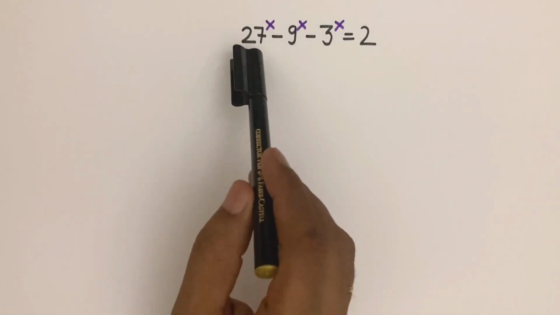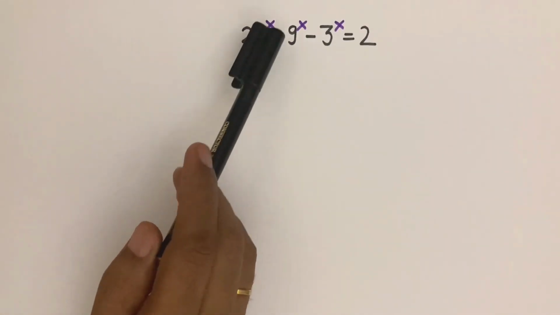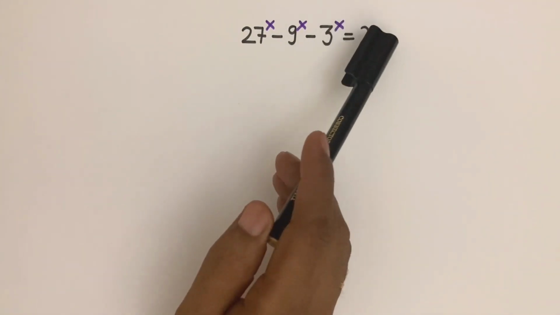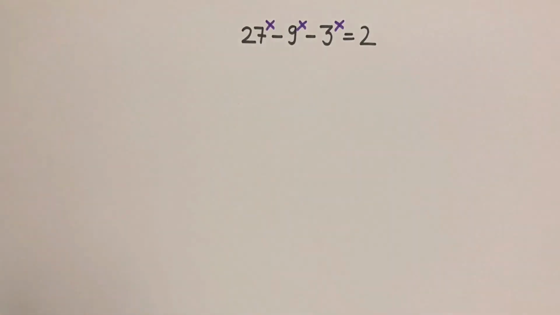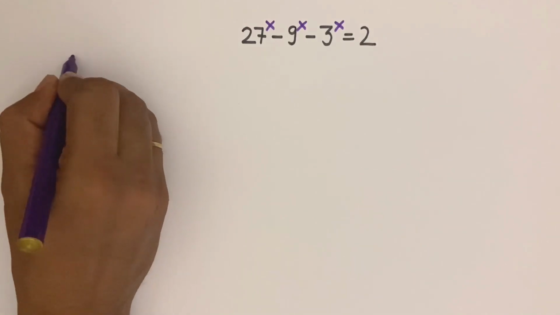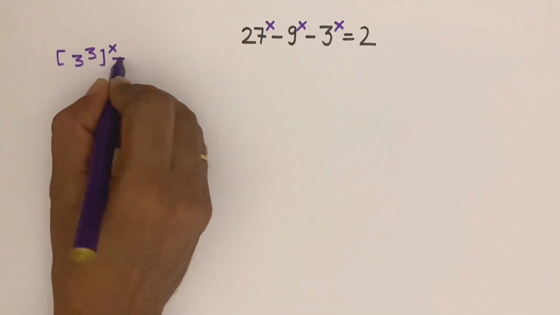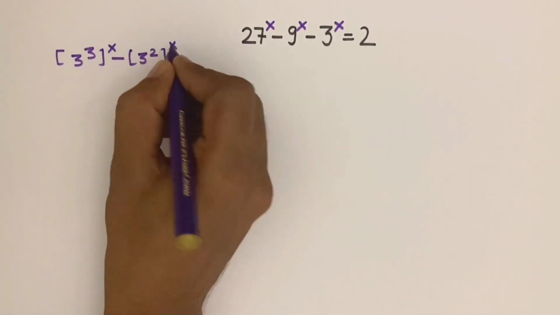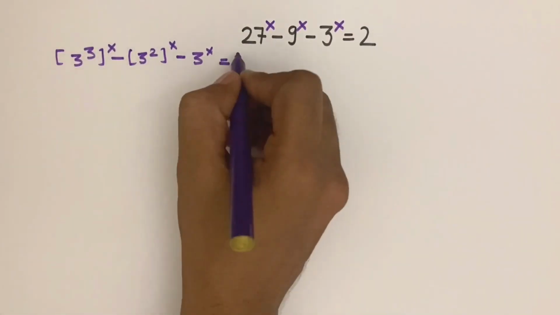This is a very good exponential equation where you have to find the value of x when 27 to power x minus 9 to power x minus 3 to power x is equal to 2. To get the value of x, first we have to simplify this equation, as 27 is equal to 3 to power 3, bracket power x, minus 9 is equal to 3 to power 2, bracket power x, minus 3 to power x is equal to 2.